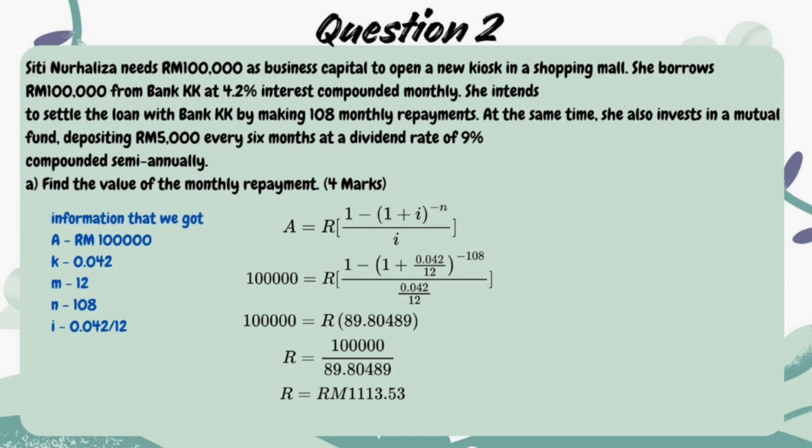At the same time, she also invests in a mutual fund, depositing 5,000 ringgit every 6 months at a dividend rate of 9% compounded semi-annually. A. Find the value of the monthly repayment, which is, we need to find the value of R.